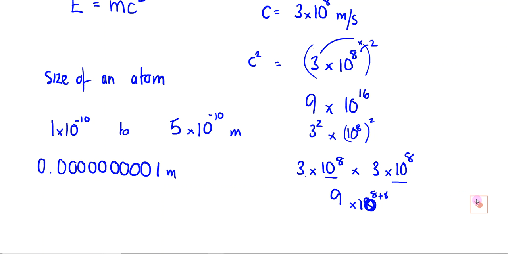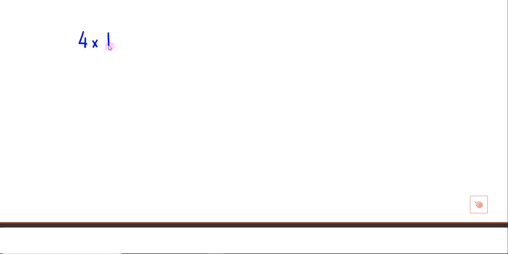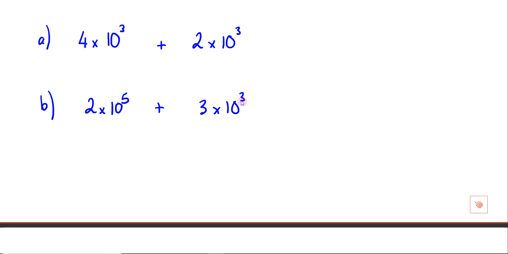Okay? So what we need to be able to do is calculate with standard form. So I'm going to ask you to see whether you can add 2 numbers in standard form together, however you wish to do it. Let's see what you come up with. Add 4 times 10 to the power of 3 to 2 times 10 to the power of 3. And another one: 2 times 10 to the power of 5, add 3 times 10 to the power of 3. I would like your answers in standard form, please.